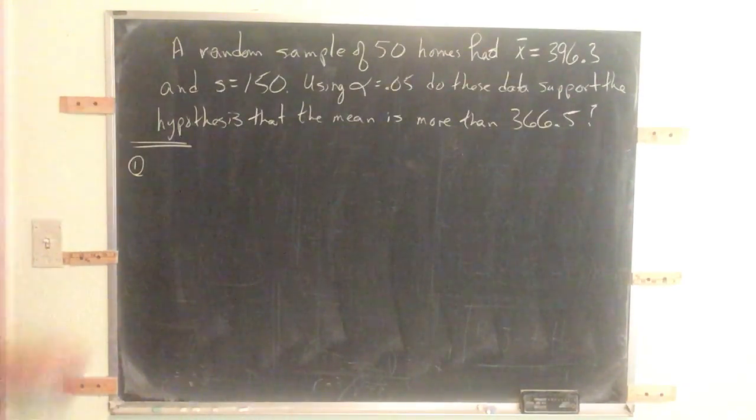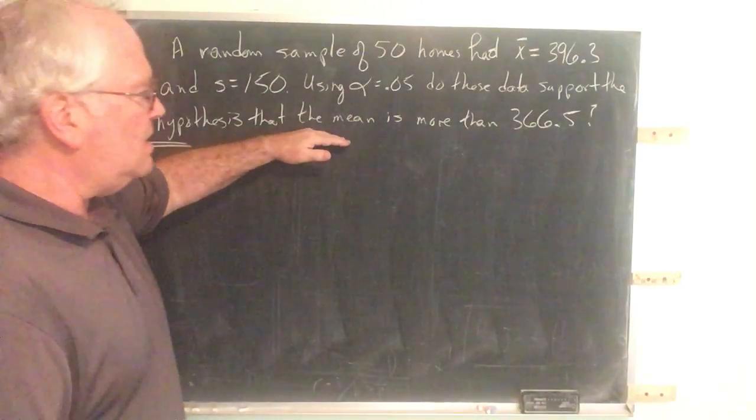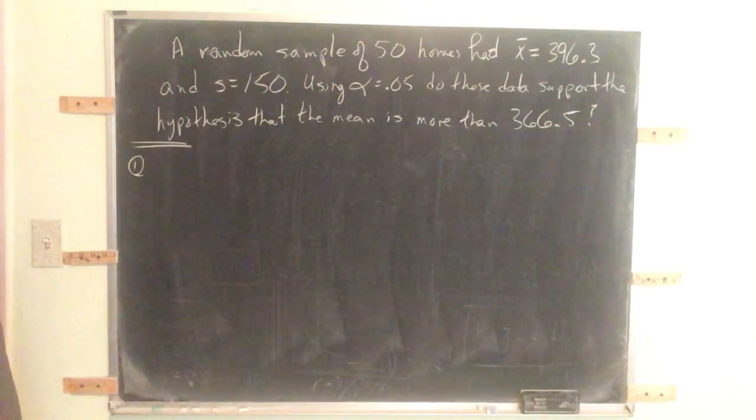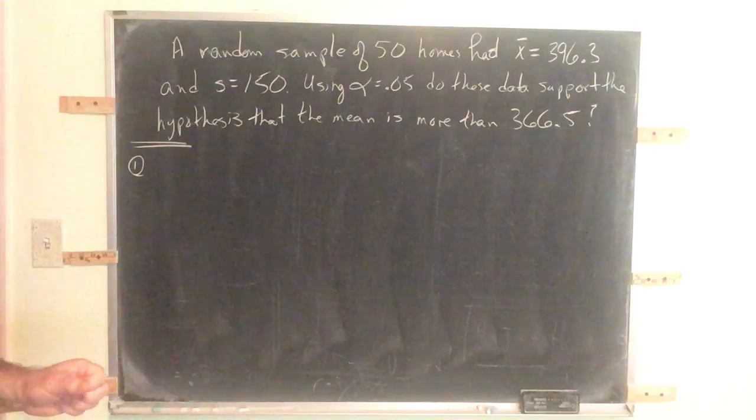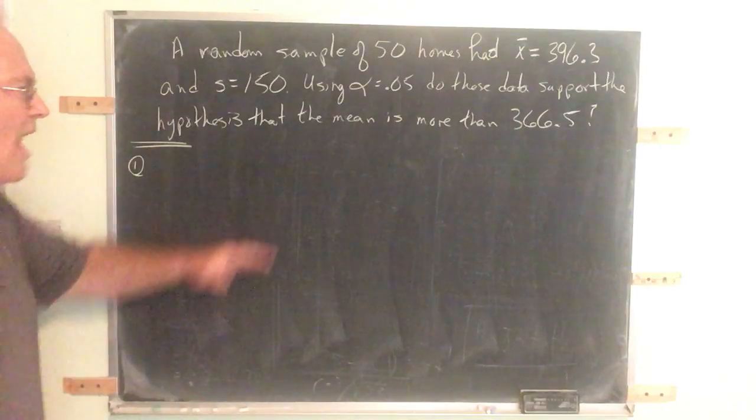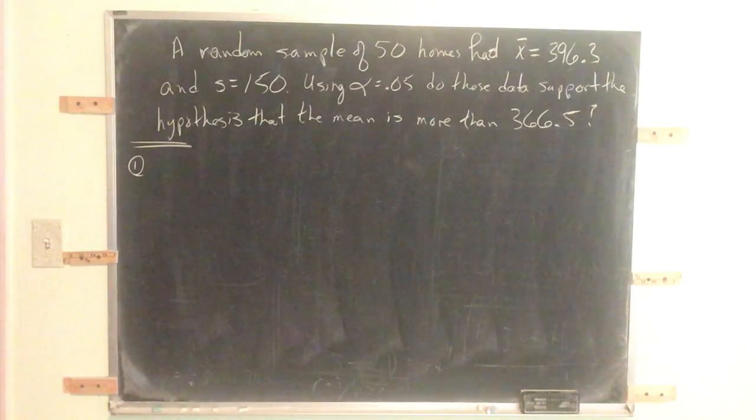Using alpha equal 0.05, do these data support the hypothesis that the mean is more than 366.5? A random sample of 50 homes had X bar equals 396.3 and S equals 150. Using alpha equal 0.05, do these data support the hypothesis that the mean is more than 366.5? So now, see if you can work this out, and I'll work mine out and see if I can match your work. So go ahead and pause the video now.